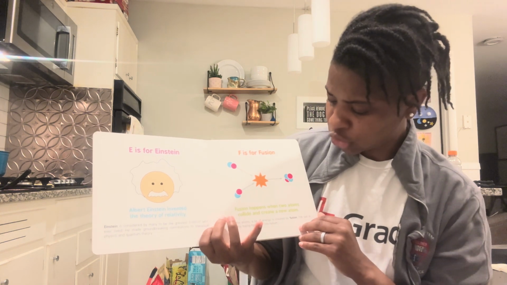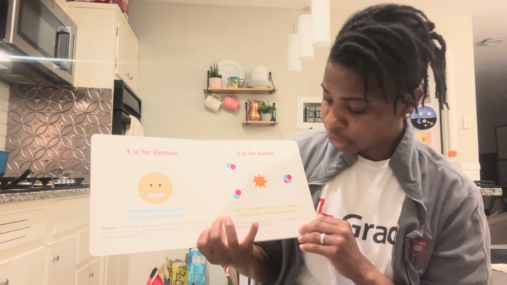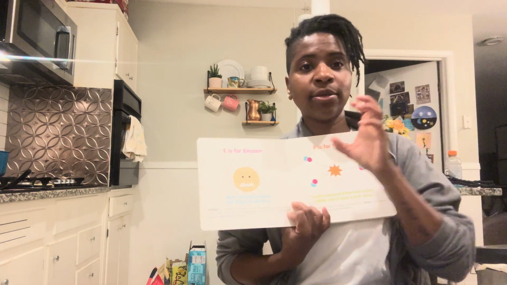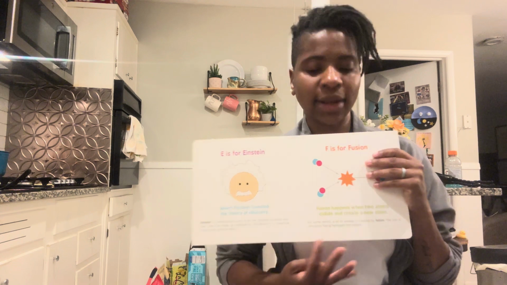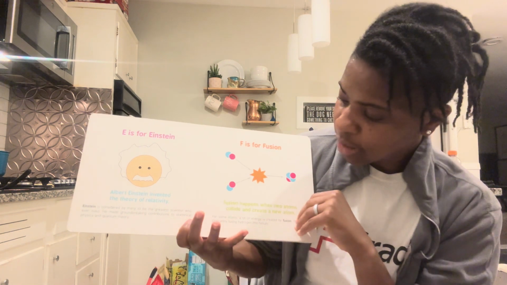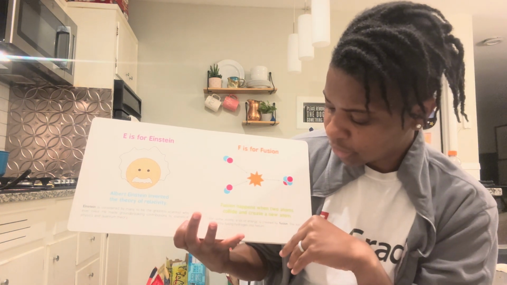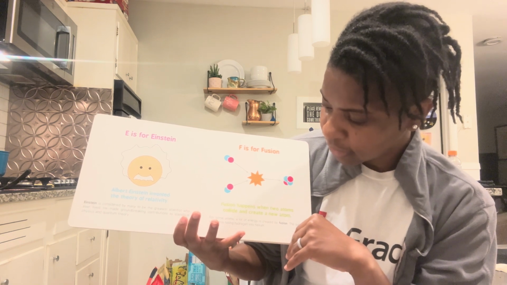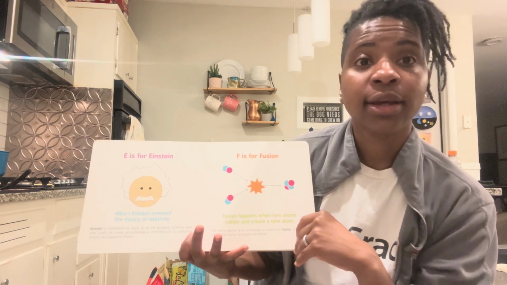F is for fusion. Fusion happens when two atoms collide and create a new atom. So basically, think about two atoms coming together and they made something new, something great. For some atoms, a lot of energy is created by fusion. The sun is constantly fusing hydrogen into helium.